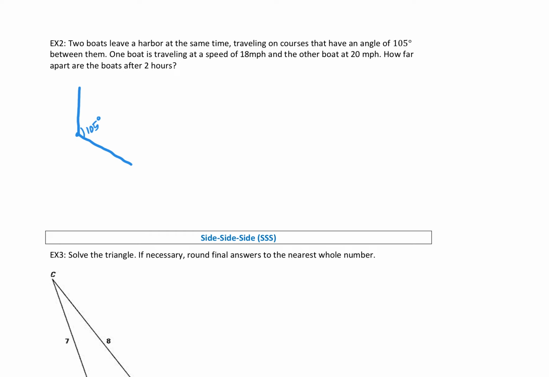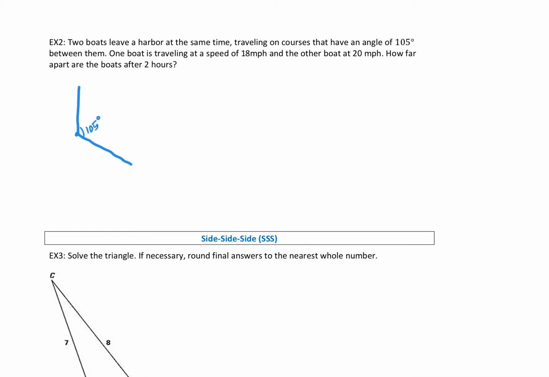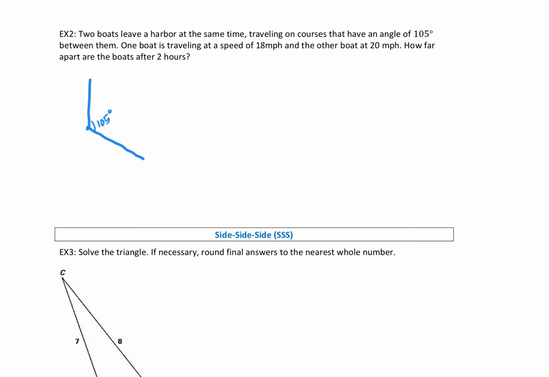We want to know how far apart they are after 2 hours. I know I'm going to be using the law of cosines formula here, so what I want to do is make sure that I have everything labeled in my triangle. Well, first of all, one boat is going 18 miles per hour, so that would represent one side. But we're supposed to be finding how far apart they are after 2 hours. So in 1 hour, that boat has traveled 18 miles, so in 2, it would be 36.